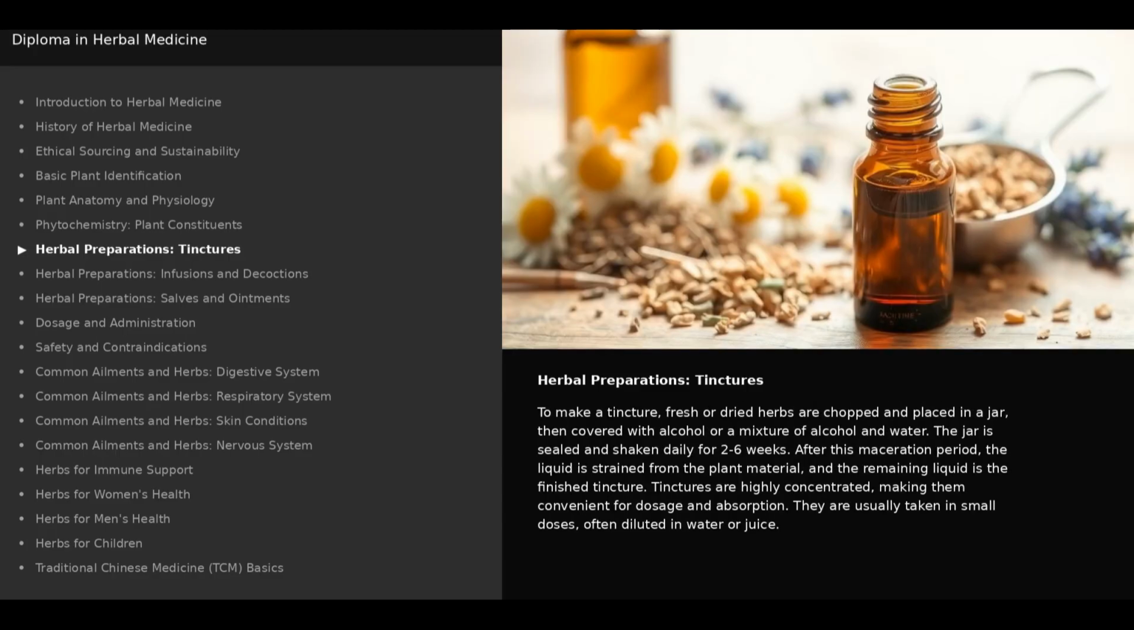To make a tincture, fresh or dried herbs are chopped and placed in a jar, then covered with alcohol or a mixture of alcohol and water. The jar is sealed and shaken daily for 2 to 6 weeks. After this maceration period, the liquid is strained from the plant material, and the remaining liquid is the finished tincture. Tinctures are highly concentrated, making them convenient for dosage and absorption. They are usually taken in small doses, often diluted in water or juice.